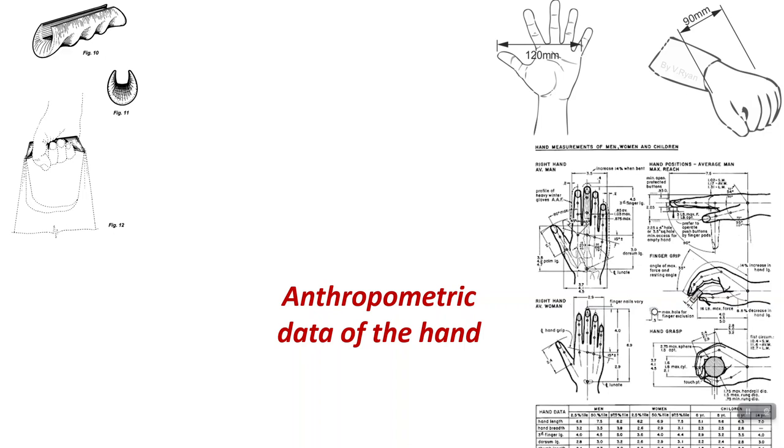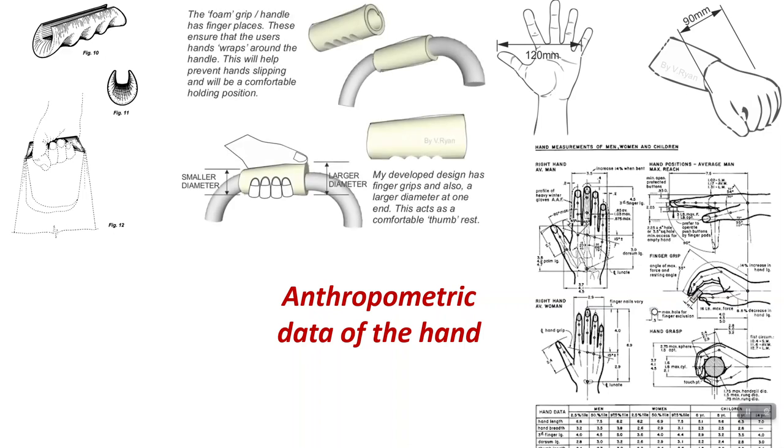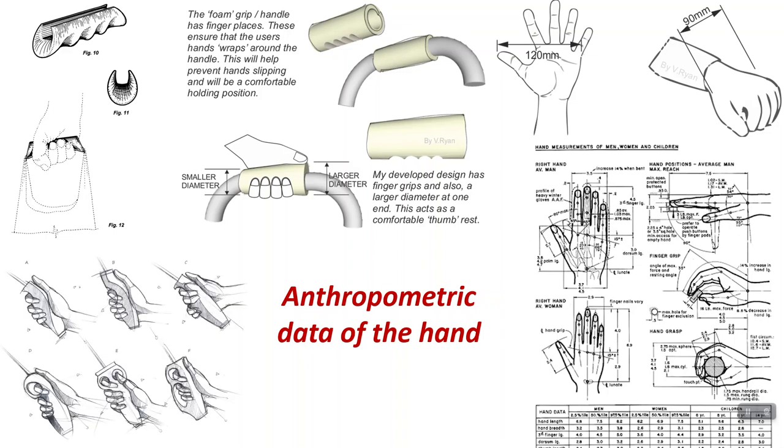handles, grips. Okay, so to make sure that when we use a handle, it is comfortable for the user, safe also for the user. When designing tools, for example, the handles of tools, it is important to know how a hand works, how a hand moves.